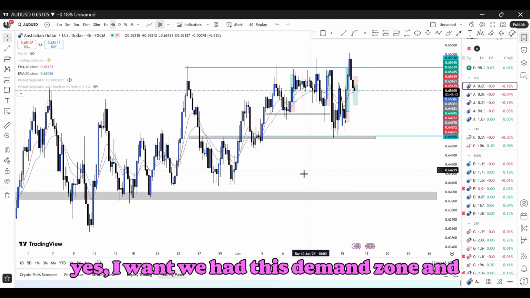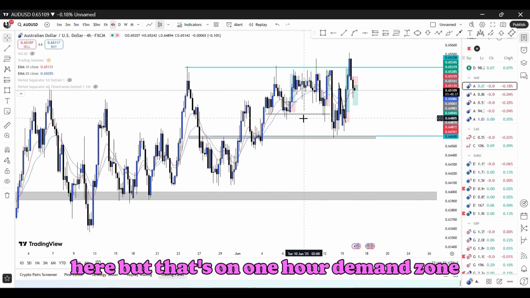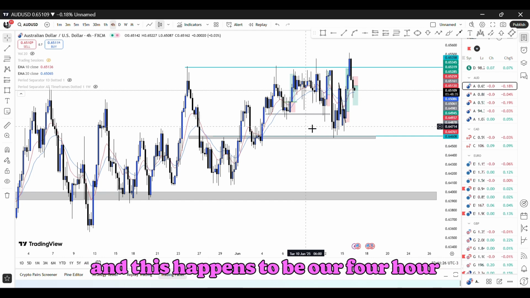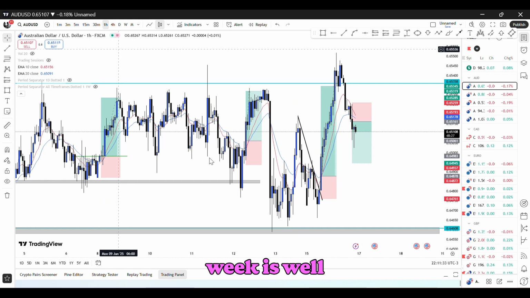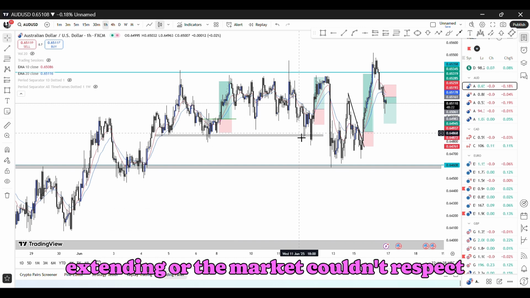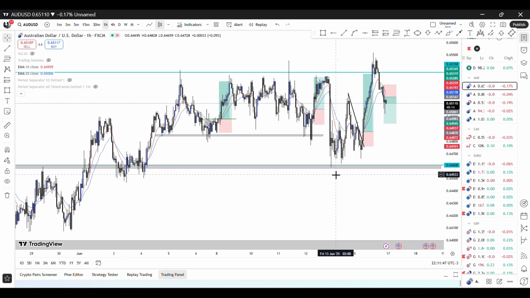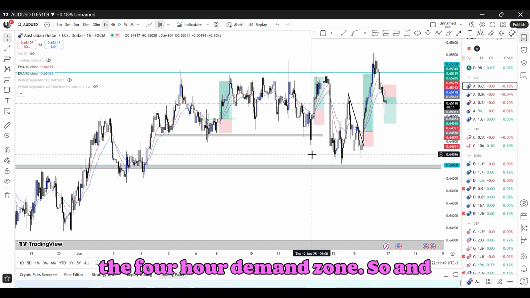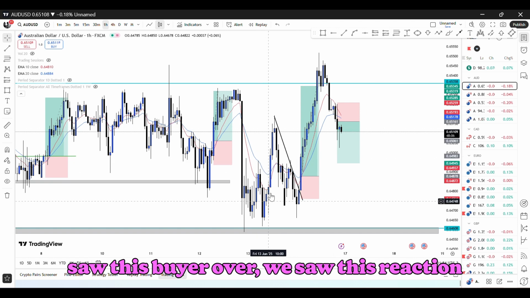We had this demand zone, and once again we had another one at the bottom over here. That's the 1 hour demand zone, and this happens to be our 4 hour demand zone. This is what happened last week. The market dropped massively, it couldn't respect this 1 hour demand zone, and held all the way to the 4 hour demand zone. After that we saw these buyers, we saw this reaction over here.